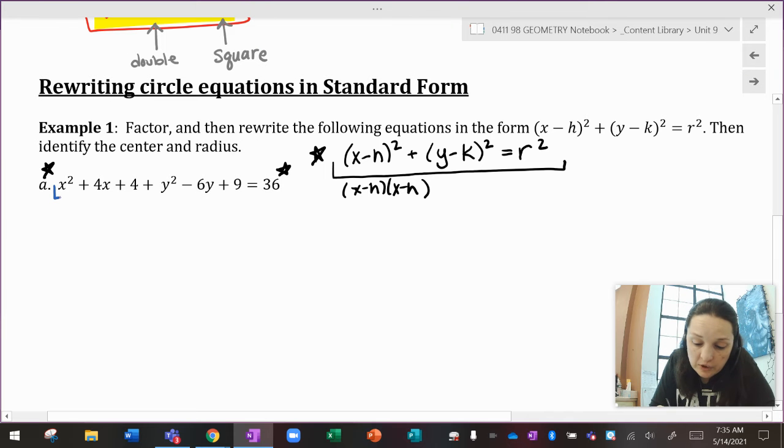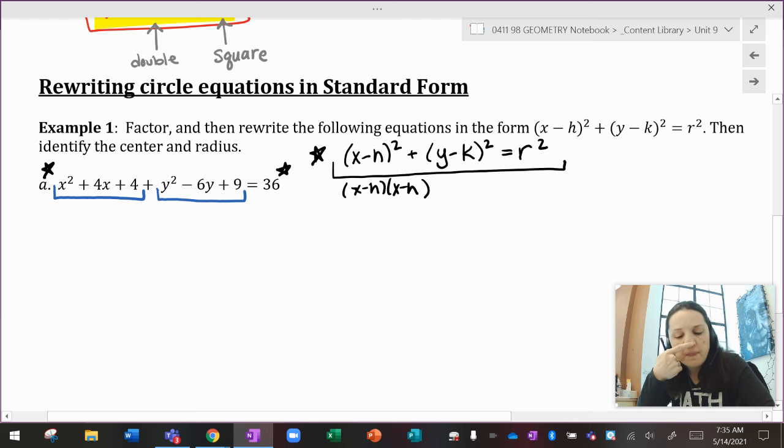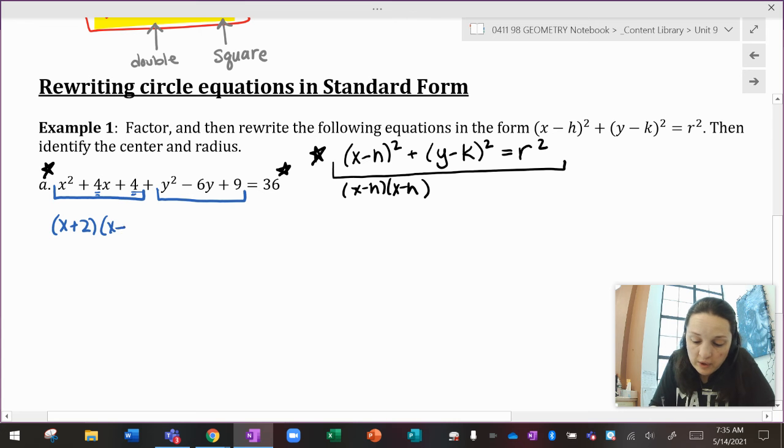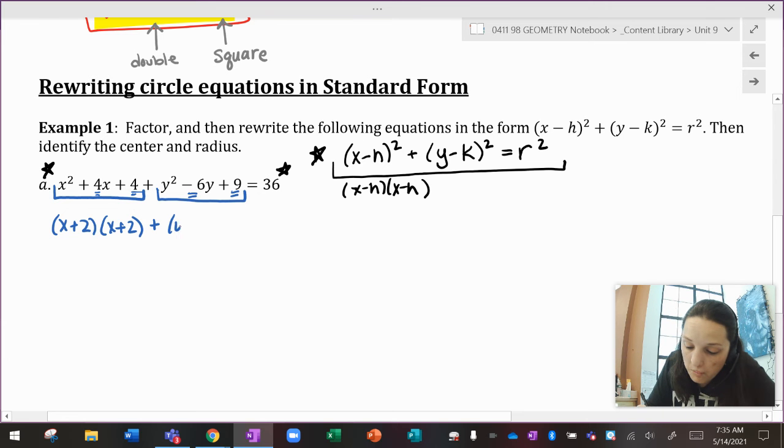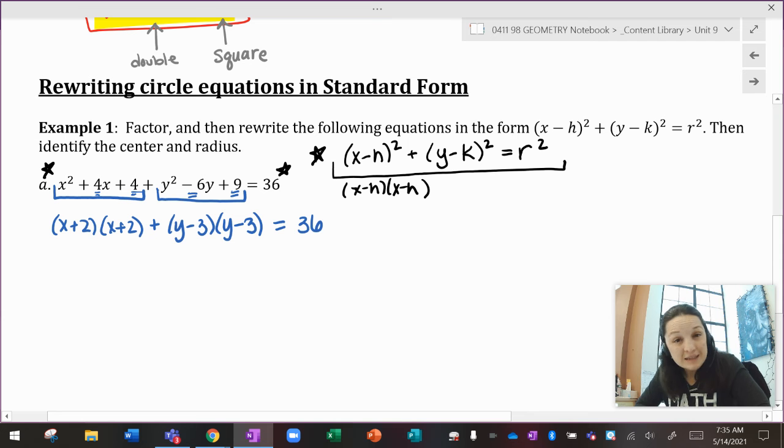That means I need to factor. So I'm going to box this in and box that in and say, what two numbers have a product of 4 and a sum of 4? Well, that'd be 2 and 2. So this is x plus 2, x plus 2. What two numbers have a product of positive 9 and a sum of negative 6? Well, 9 would be 3 and 3. But if they add to negative 6, it'd be negative 3 and negative 3. Okay, so y minus 3, y minus 3, and the 36 is going to stay.